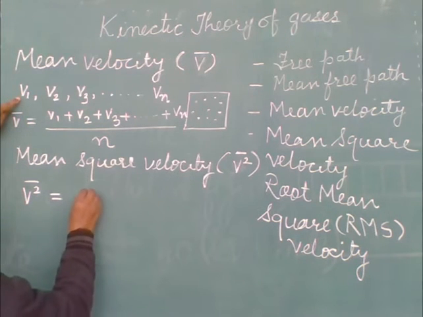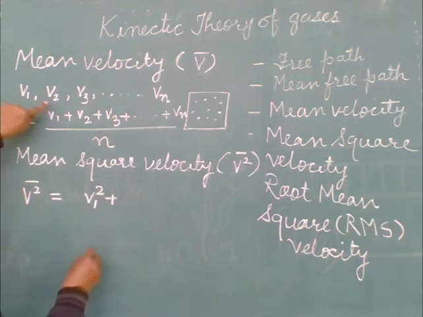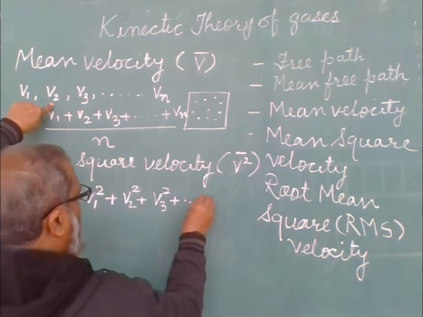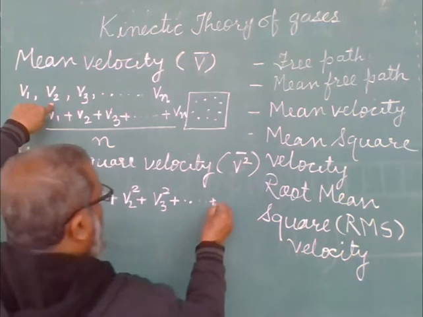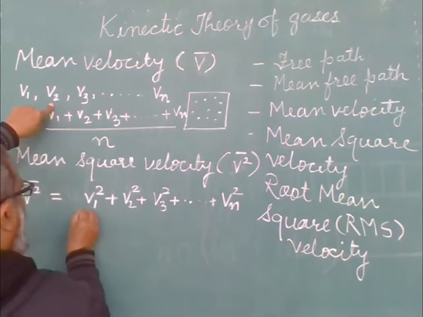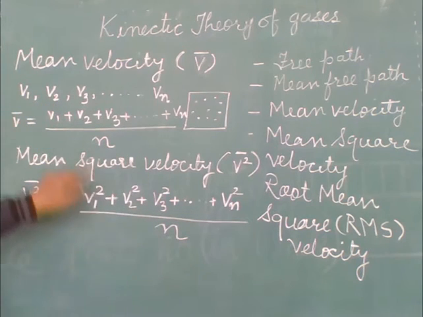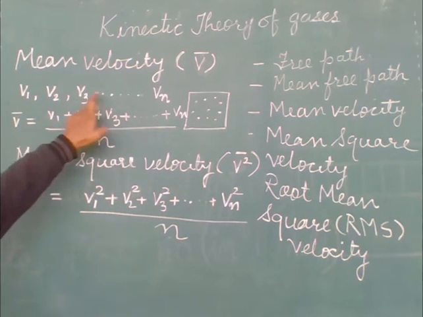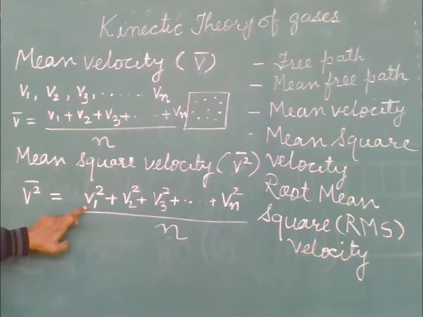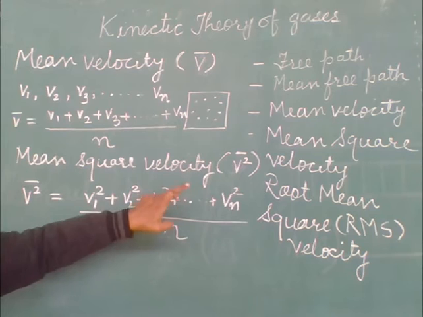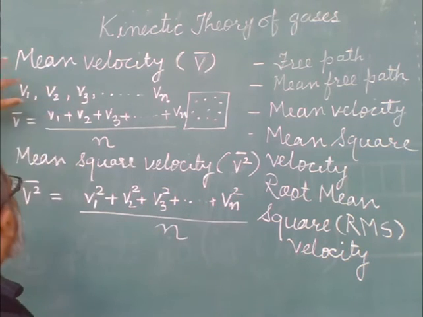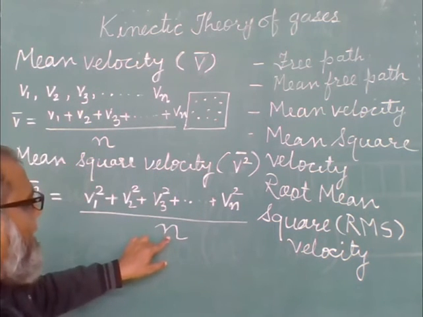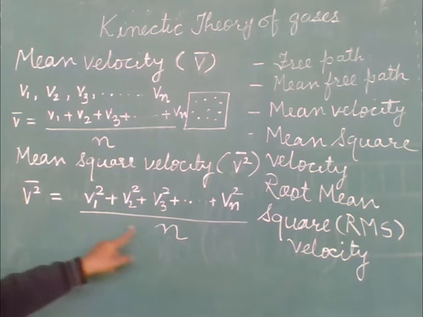So we will have to take the square of the first velocity, V1 square plus V2 square plus V3 square, and in this way many velocities, plus Vn square upon n. So here we are taking the average of the squares of the individual velocities. If you take the average of the squares of the individual velocities of these molecules, that is, add them and divide by n, the number of molecules, we get the mean square velocity.